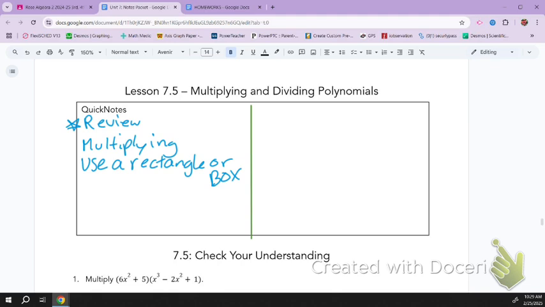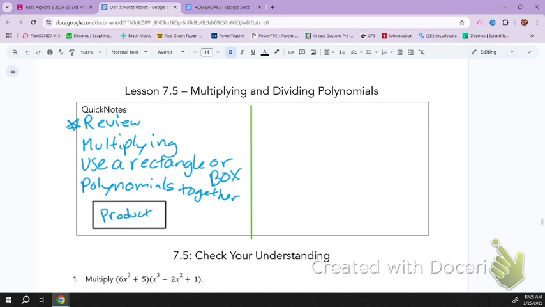It could be even bigger than that. We're going to use a rectangle to multiply polynomials together. Okay, and we'll use our box. And our box just depends on how big it is. In the inside, we get our product. We get our final answer. On the outside, we have our factors. Factor and our factor. We've been doing this for a while.